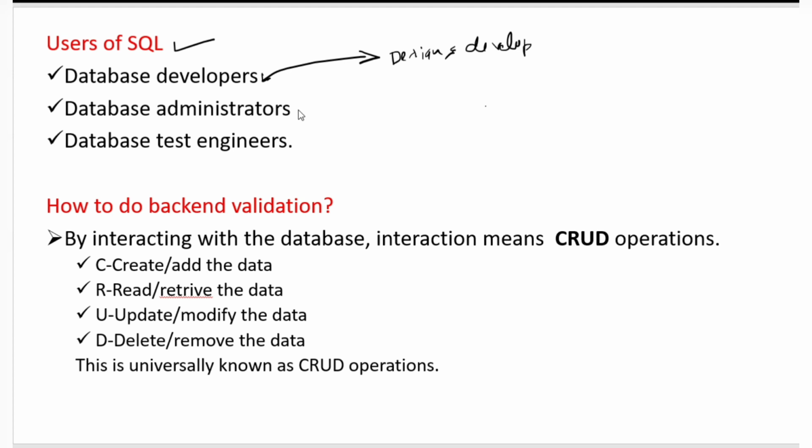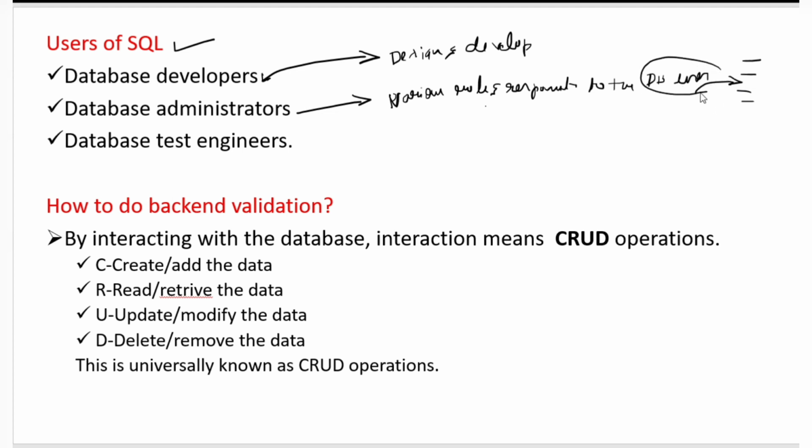And the database administrator will use SQL to provide various roles and responsibilities to the database users. For example, we have 10 database users. The database administrator will define various roles and responsibilities for them, that means what they are able to do and what they are not able to do. Then database test engineers.